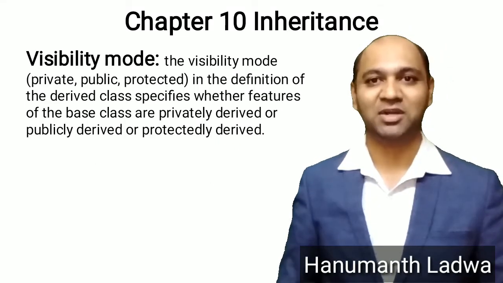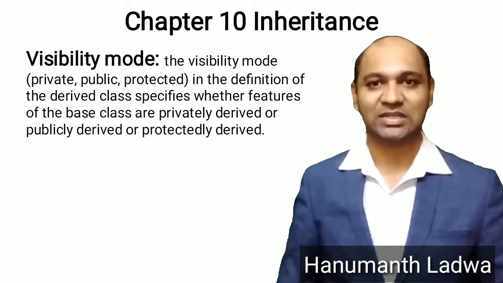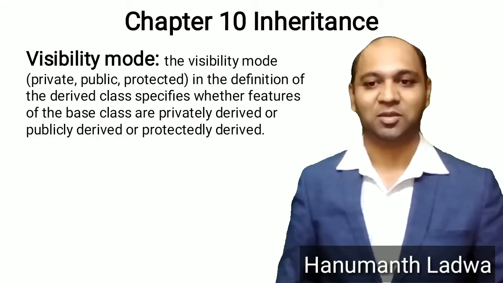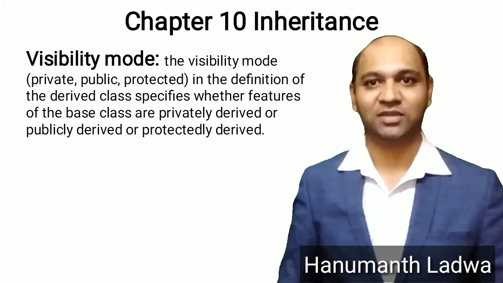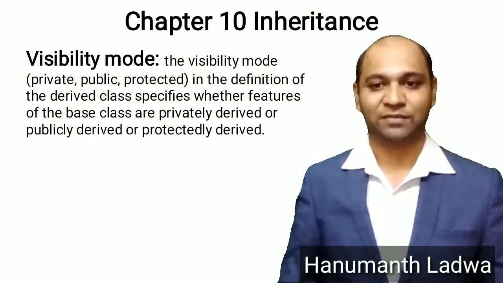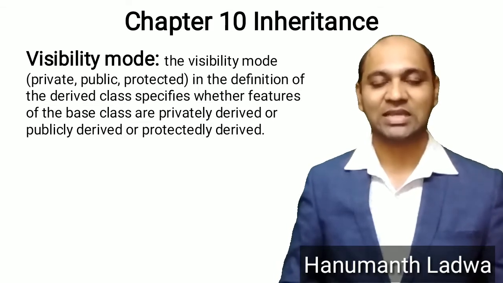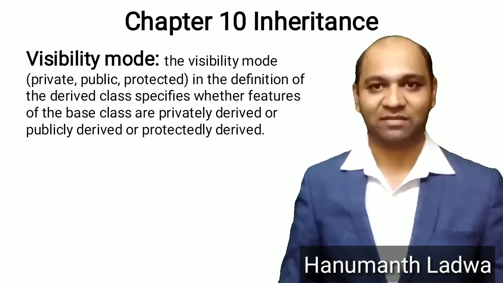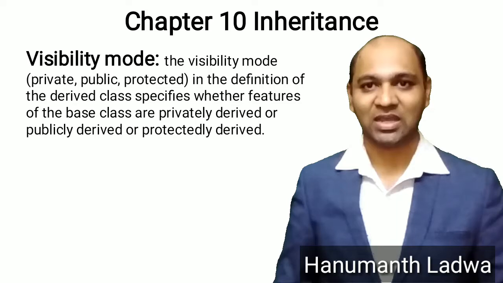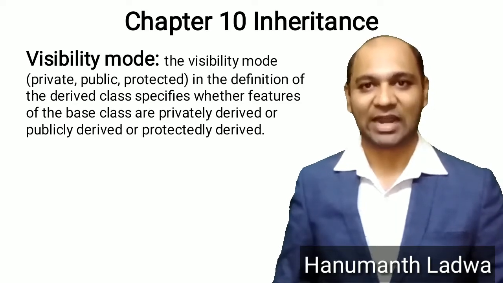Now let us study visibility mode. The visibility mode, that is private, public and protected, in the definition of the derived class specifies whether the features of the base class are derived privately, publicly or protectedly.